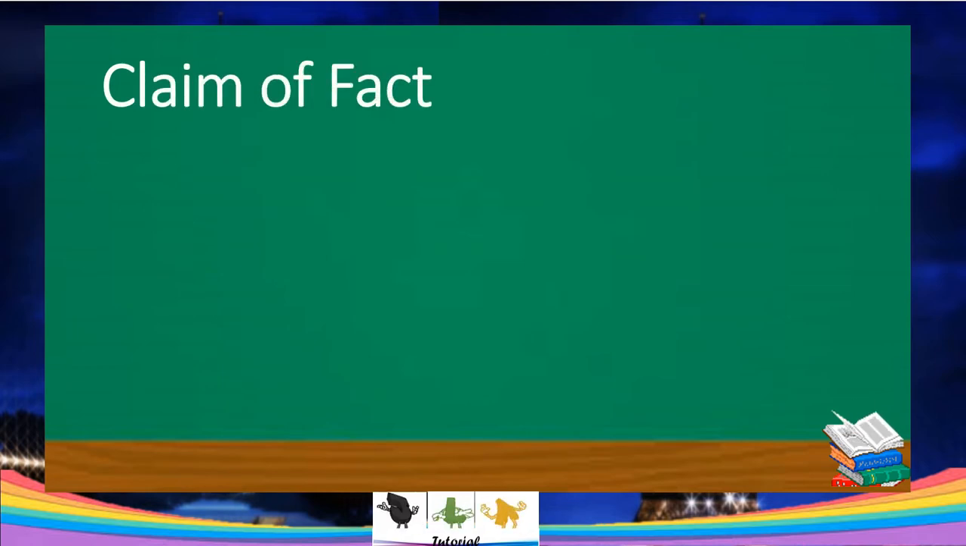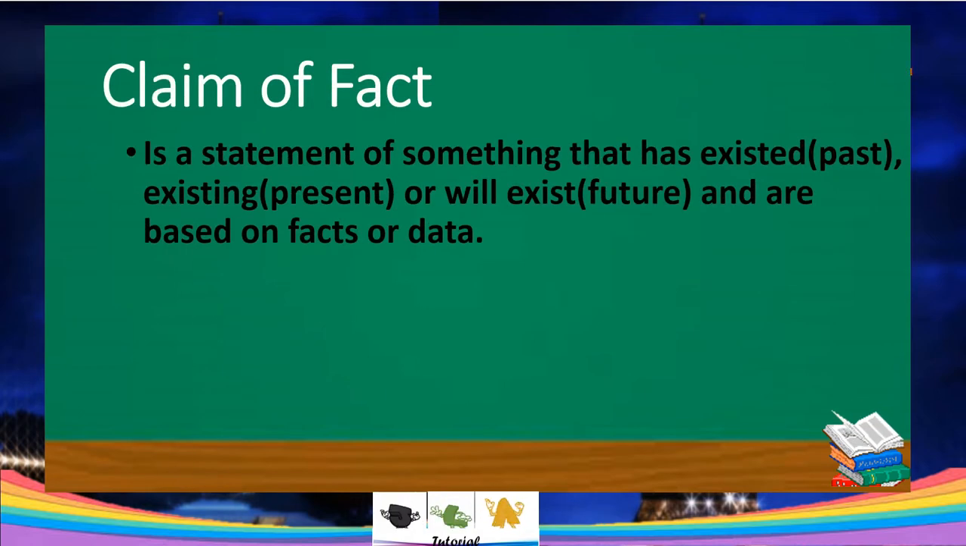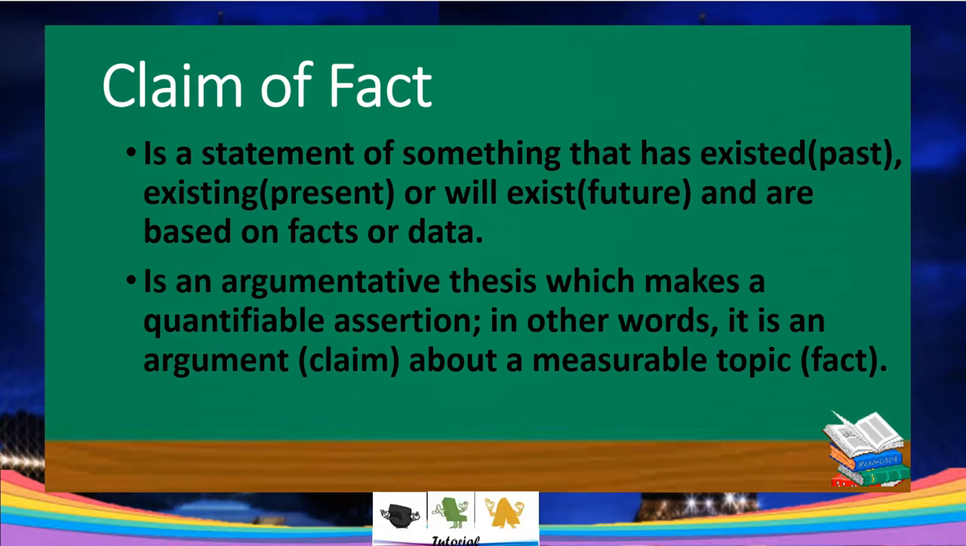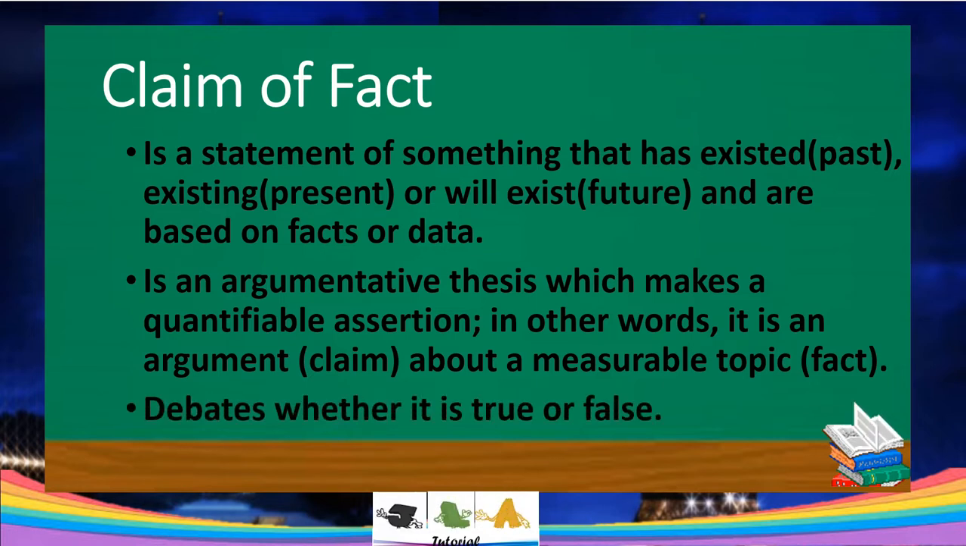Claim of fact. What is claim of fact? It is a statement of something that has existed, could be past, existing, or present, or will exist in the future, and is based on facts or data. It is an argumentative thesis which makes a quantifiable assertion. In other words, it is an argument or claim about a measurable topic or fact. It debates whether something is true or false.